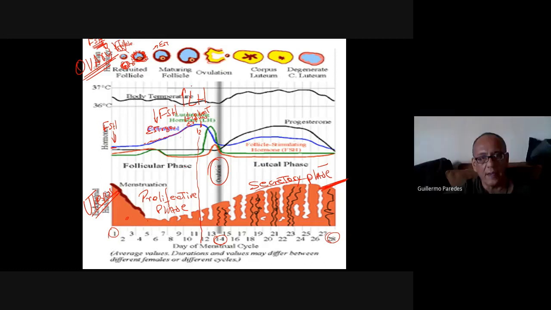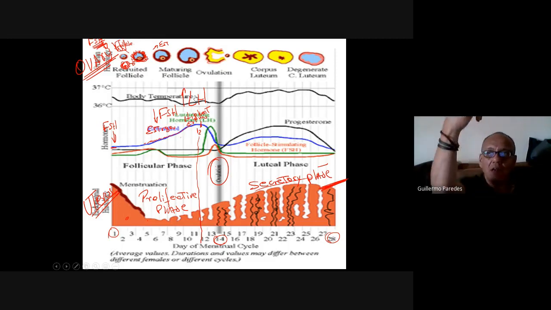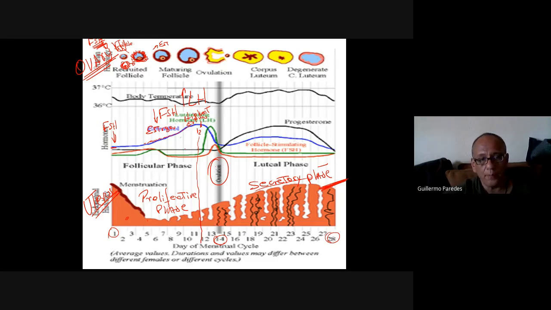Okay. Now, from these 10 to 12, the ovulation means that only one of the follicles will release one ovum. The rest are going to be reabsorbed. And because of this reabsorption, because of the low levels of FSH, the level of estrogens is going to go down. And that is going to allow the LH going up, and that is what causes the ovulation. Okay? All right.